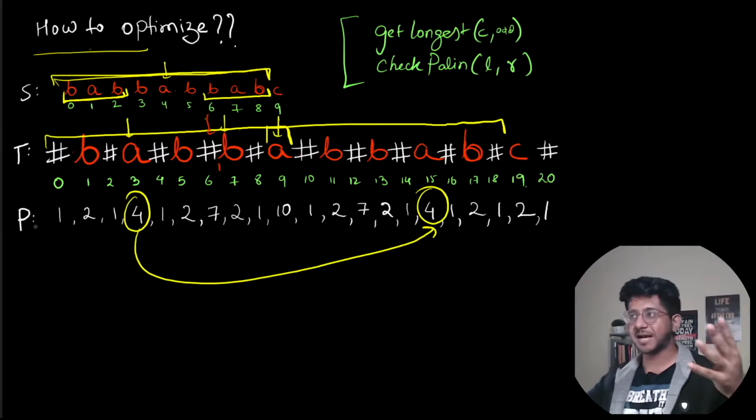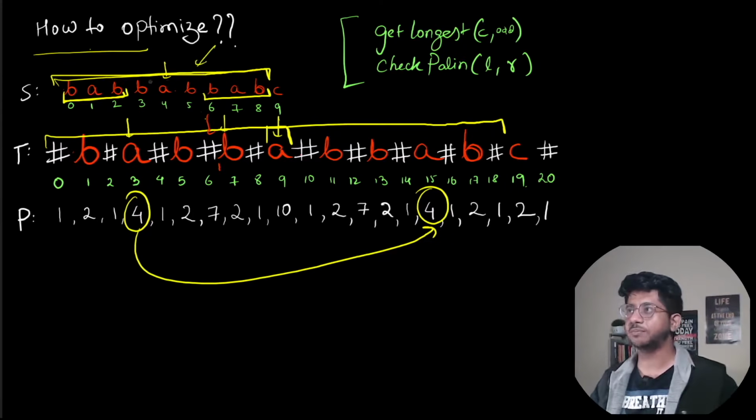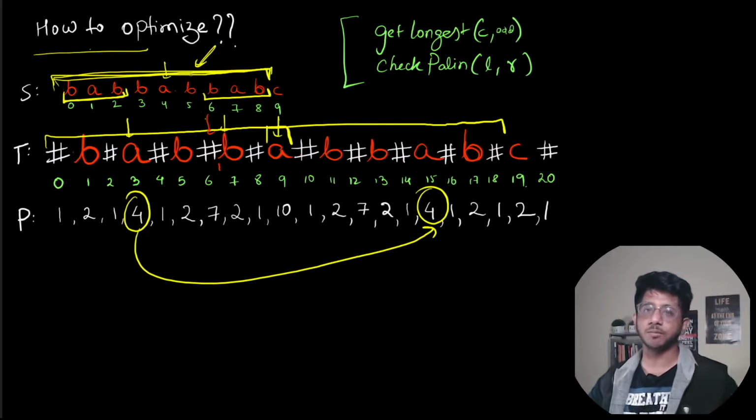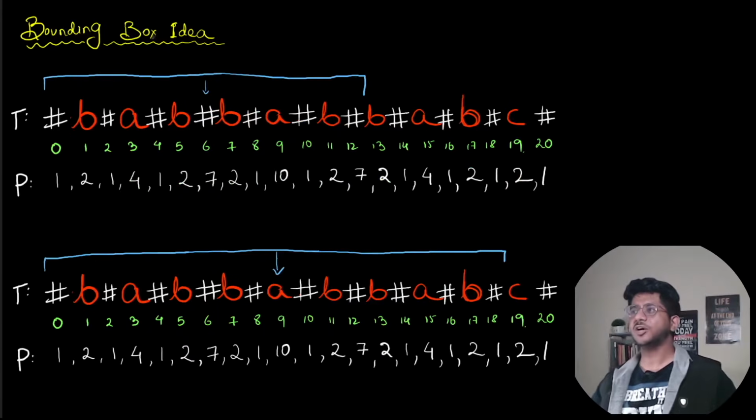But as I said, we have to find this bigger palindrome and then copy the values from it. This bigger palindrome is something that we generally maintain in implementing Manacher's algorithm, which we call the bounding box. So let's understand how we do that. What is the idea of the bounding box?